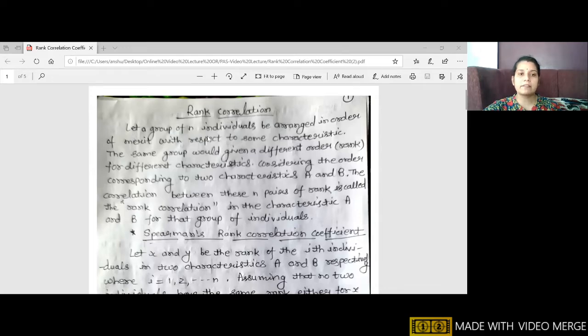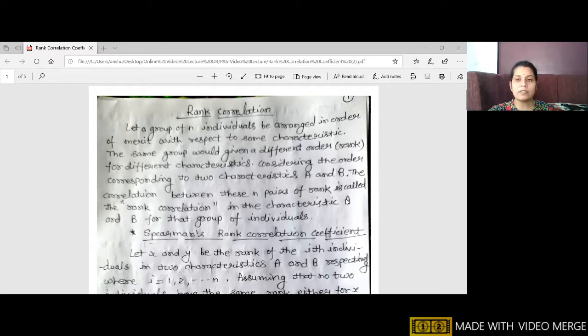What is rank? Let a group of individuals be arranged in order of merit with respect to some characteristic. The same group would be given a different order or rank for a different characteristic. So considering the order corresponding to two characteristics, for example A and B, the correlation between these n pairs of ranks is called the rank correlation in the characteristics A and B for that group of individuals.